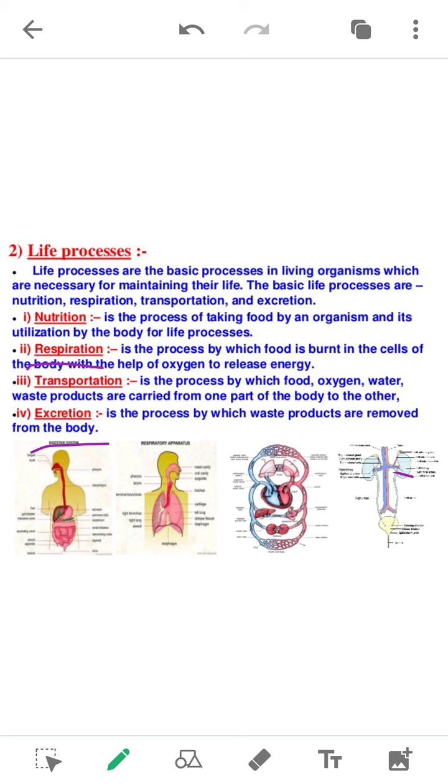Respiration is the process by which food is burned in the cells of the body with the help of oxygen to release energy. Whereas transportation is a process by which food, oxygen, water, and waste products are carried from one part of the body to the other. Excretion is a process by which waste products are removed from the body.